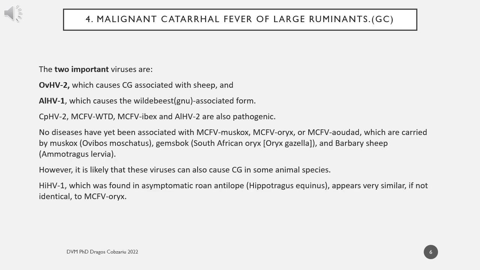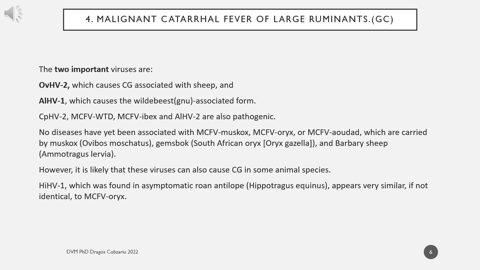The 2 important viruses are OvHV-2, which causes MCF associated with sheep, and AlHV-1, which causes the wildebeest-associated form. CpHV-2, MCFV-WTD, MCFV-ibex and AlHV-2 are also pathogenic.